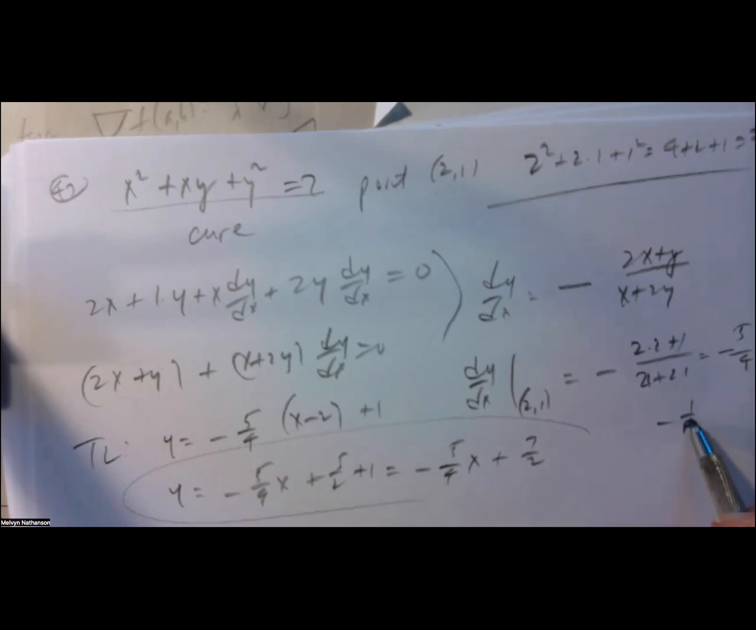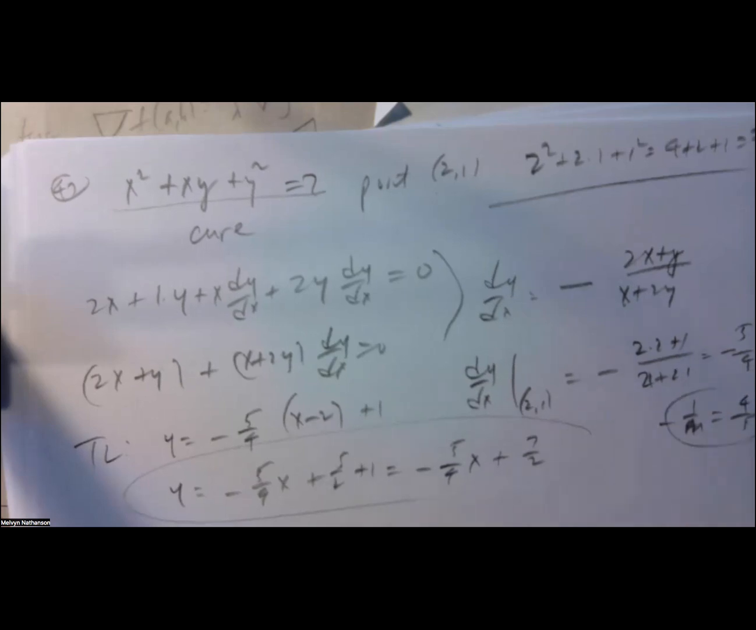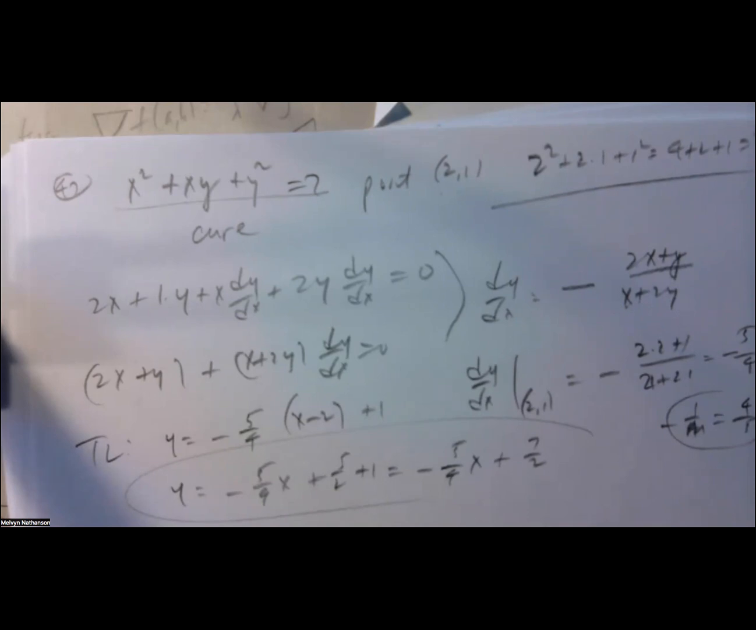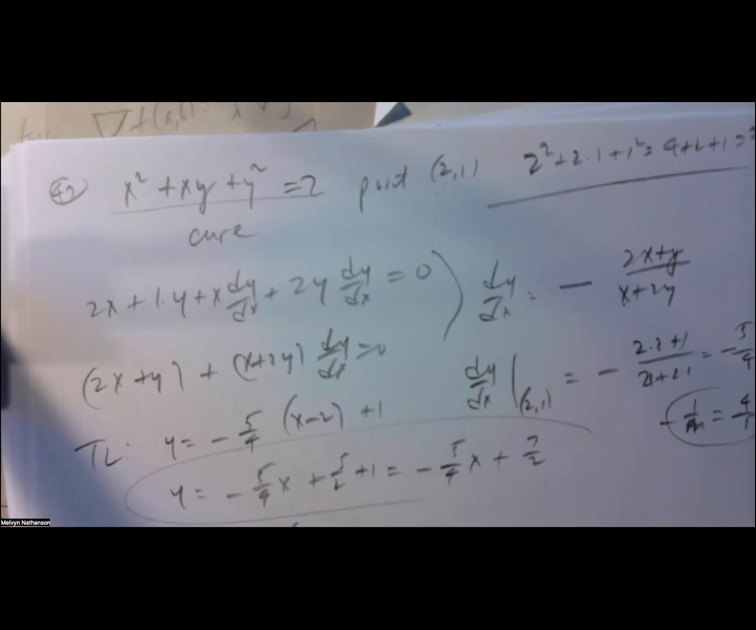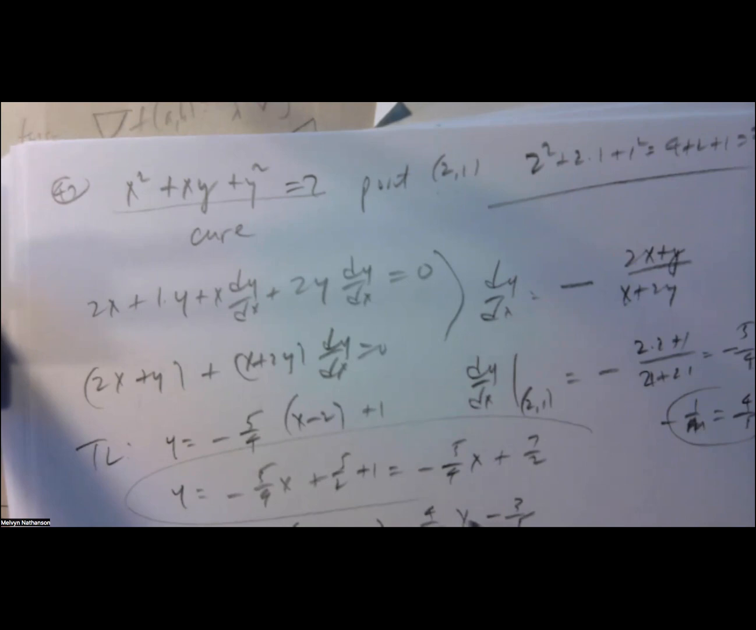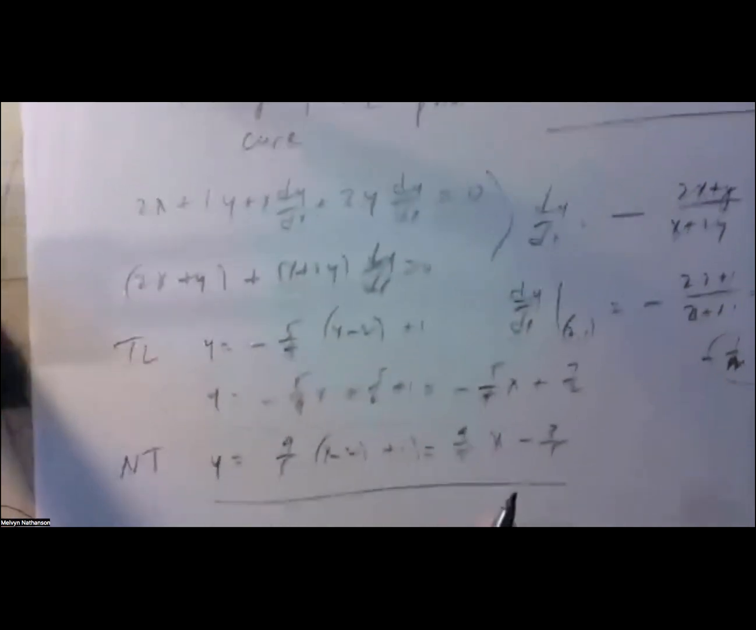The negative reciprocal, minus 1 over m, is plus 4/5. So for the normal line, it'll be y equals 4/5 times (x minus 2) plus 1. So that's 4/5 x minus 8/5 plus 1, which is 4/5 x minus 3/5.